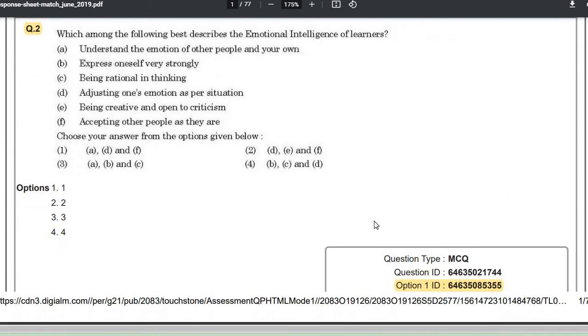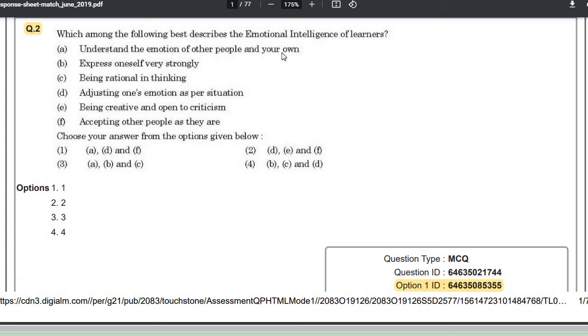Now coming to question 2: which among the following best describes the emotional intelligence of learners? The options given are: understand the emotion of other people and your own, express oneself very strongly, being rational in thinking, adjusting one's emotion as per the situation, being creative and open to criticism, accepting other people as they are. Please look at which are relevant to this, then you can tick. Which are matching emotional intelligence of learners? Understand the emotion of other people and your own. So this one will be matching.